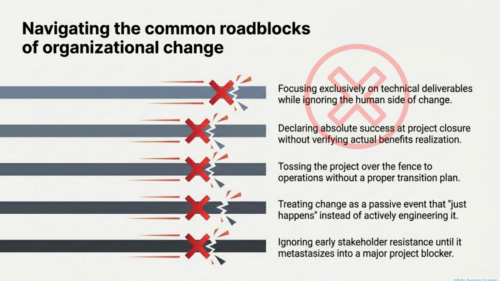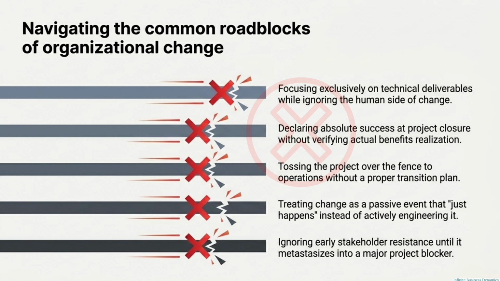Stuff like focusing only on the technical work while completely ignoring the people. Or declaring victory the second the project closes without even checking if any benefits were realized. Or, and this is a big one, just assuming change will magically happen on its own. Your job is to spot these traps from a mile away and choose the path of active enablement.